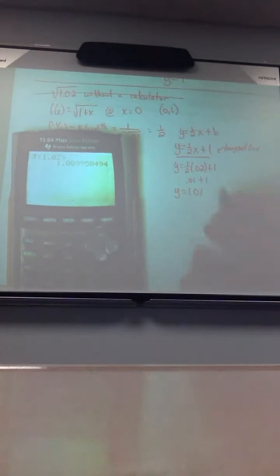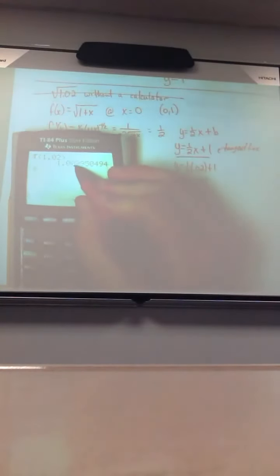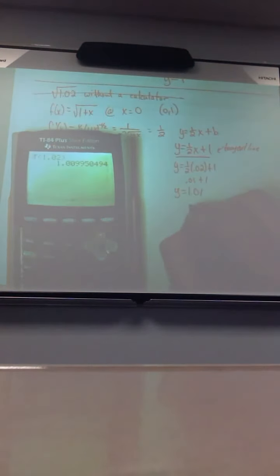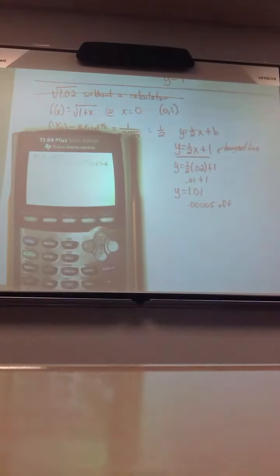Depends how far back you're looking at it. We were 0.00005 off. It's feeling precise. That's pretty precise. I mean, that's pretty close, isn't it?